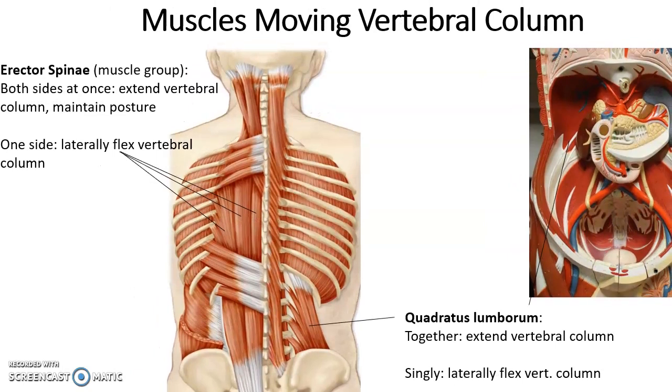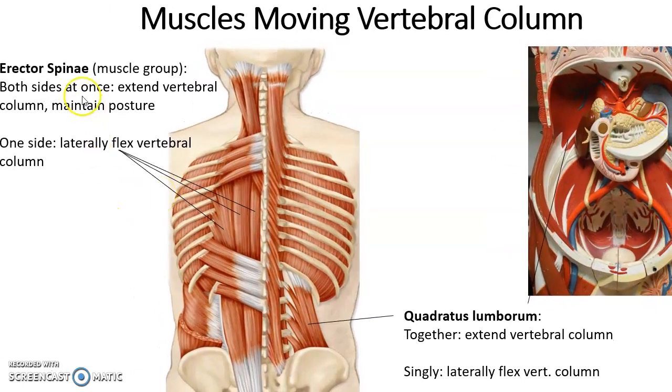Then we have the erector spinae muscle groups. When both muscle groups contract at the same time, it allows you to extend the vertebral column, allows you to, again, if you're already bent over, to straighten up and stand up straight and tall. They also are important for maintaining posture. And if only one side contracts, then that would help you to laterally flex the vertebral column, to bend over to one side, as it were.